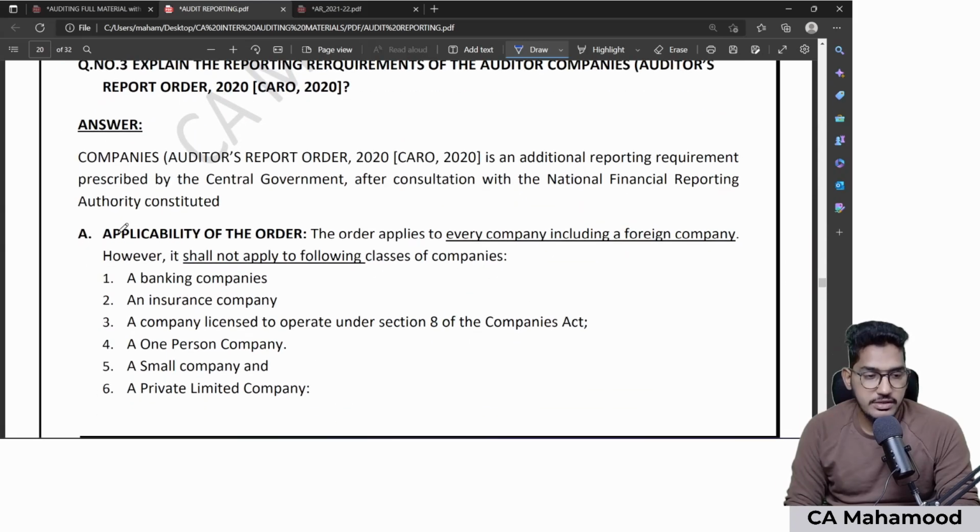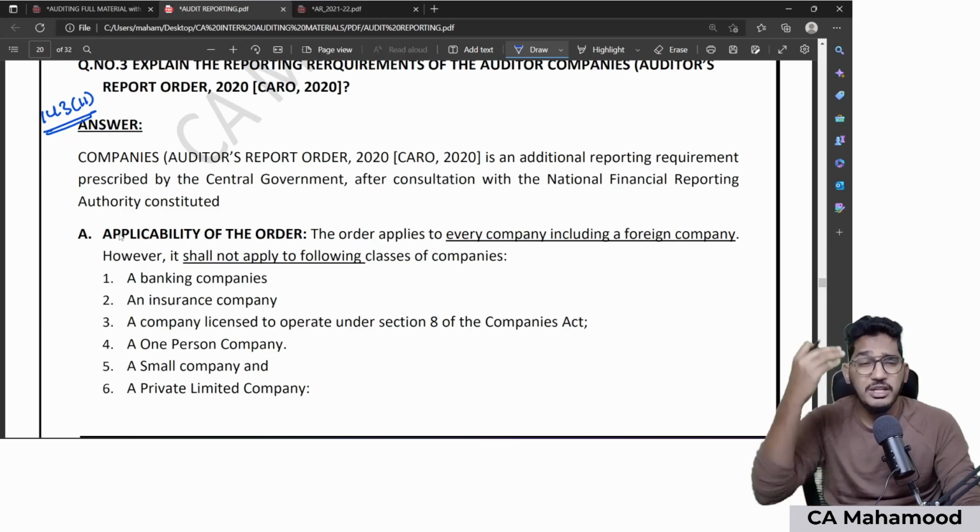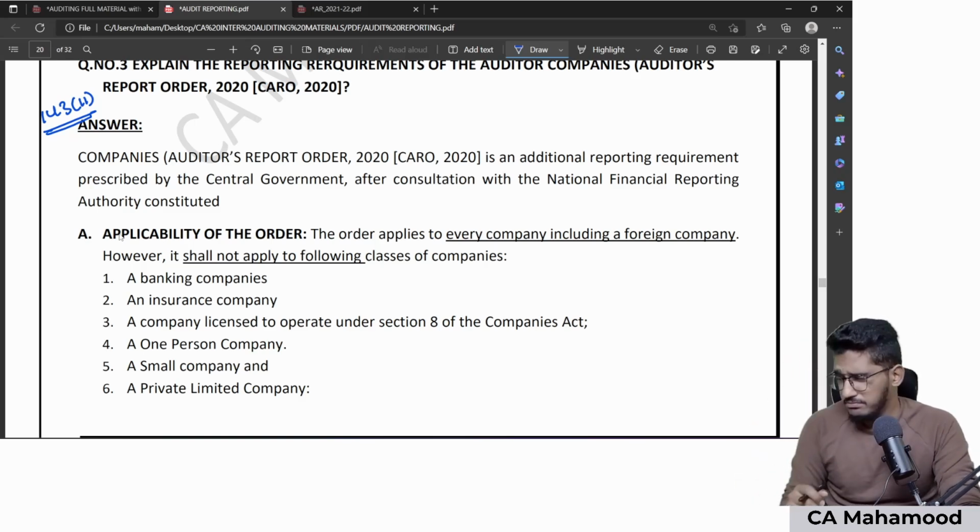Now we are going to discuss the reporting requirements under Section 143(11), and these reporting requirements also have another name, which we call CARO, the Company Auditors Report Order, one of the most important from the examination perspective. From the CARO itself, you can expect a minimum of 4 to 5 marks. You can expect it only from the CARO. So let us spend enough time on revising these CARO reporting requirements.